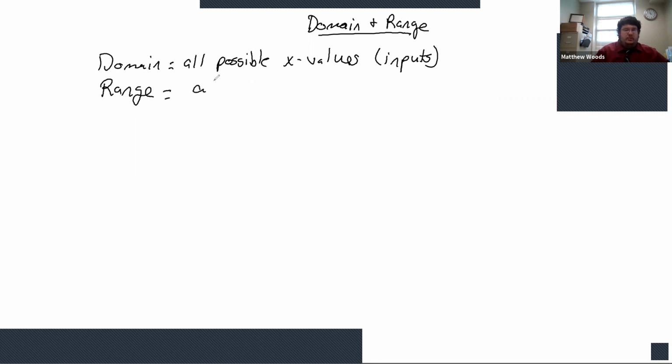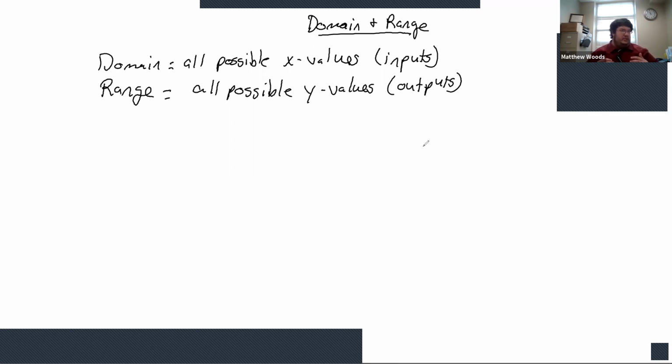The range is all possible y values. So these would be your outputs. So what answers can I expect to get from a given function? That's the range. Now we're going to focus mostly on domain because that's where more of your restrictions are going to come into play. And there are two main ways that we're going to look at. Obviously, there are more than two ways to restrict a domain, and there are more than two ways to restrict a range, but we're going to focus on the main two that you're going to see on the placement.